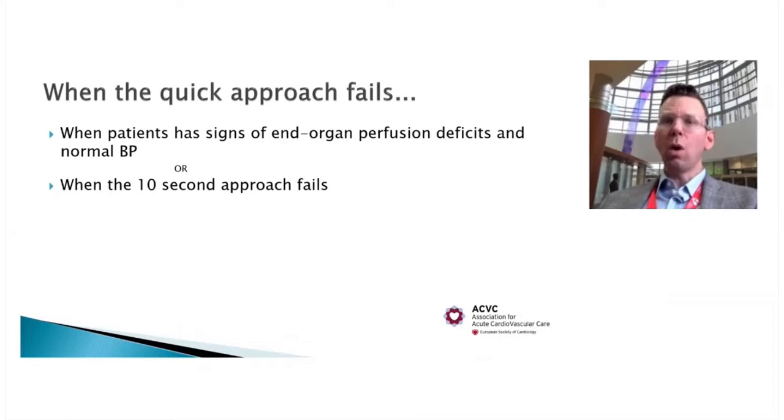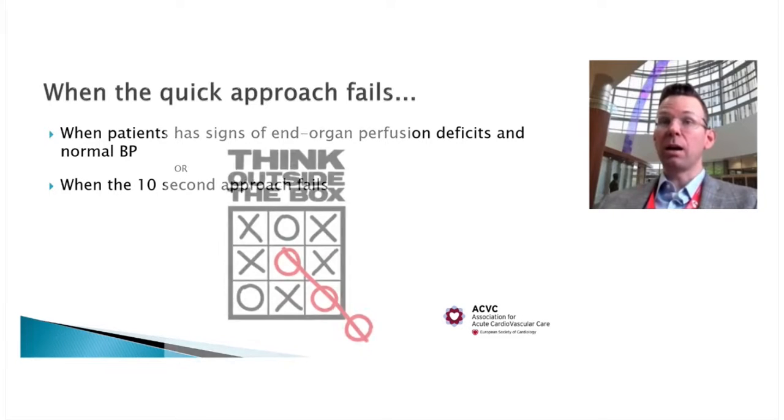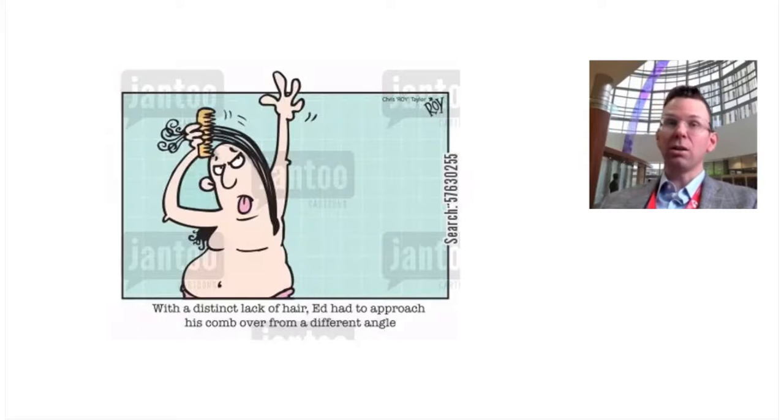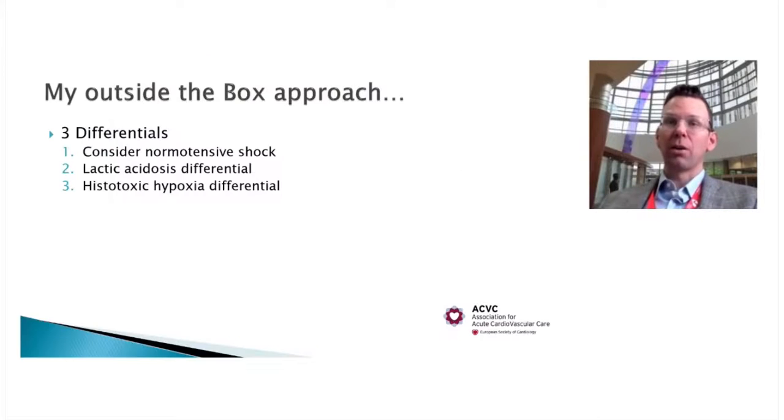All right. So what if that quick approach fails? What if you've gone through it and you're still struggling? Here's my brief approach to it, which is to think outside the box. What are some other causes? And I couldn't decide which joke to put in here. So I put a different joke in here, saying that you have to take it from a different angle and look at it from other causes.